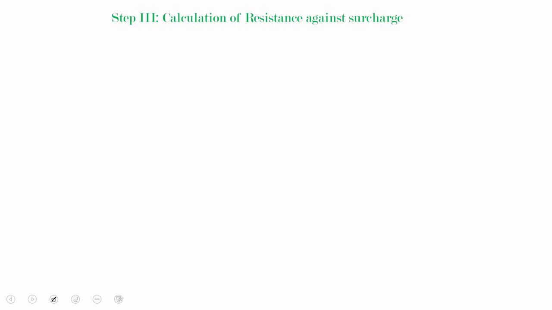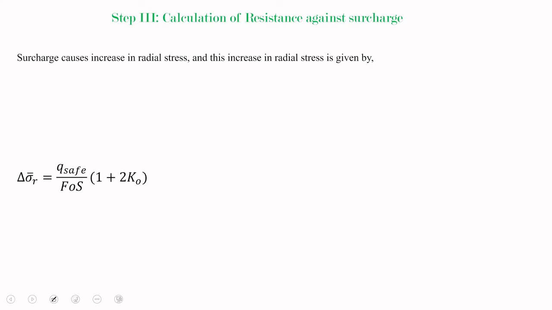Next, the third step is calculation of resistance against surcharge. Surcharge causes an increase in radial stresses. There is already a mass of soil, and when we penetrate the stone column into it, it will create additional radial stress. So we will take that into consideration.